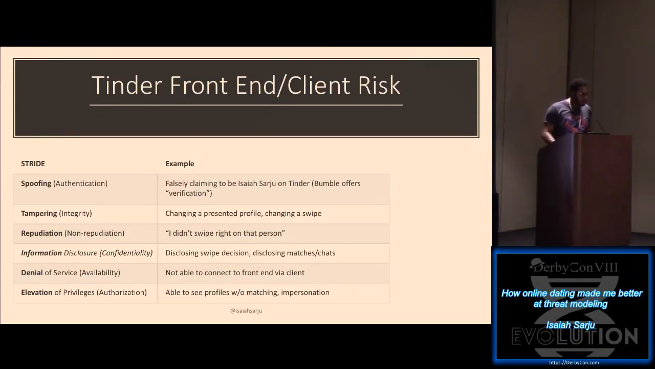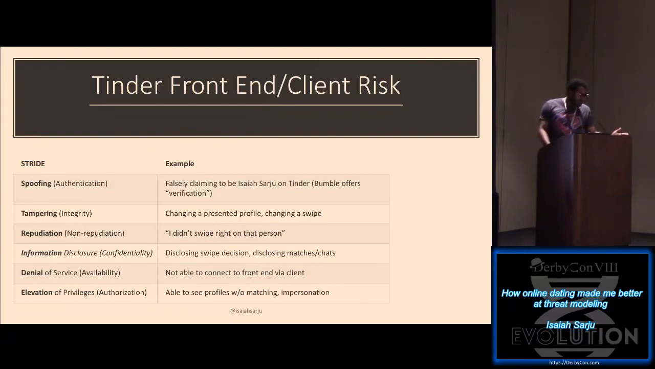We have information disclosure. I have that italicized because that's the example I want to go into. That'd be things like disclosing swipe decisions, disclosing people's matches and their preferences, disclosing potential chats that they're having with folks. Denial of service would be like not being able to connect to the application. If that's a Friday or a Saturday night, that's not good for a dating application. That's going to mess up some people's plans, and they might go off to a different application to reach their end goals. Then there's elevation of privileges.